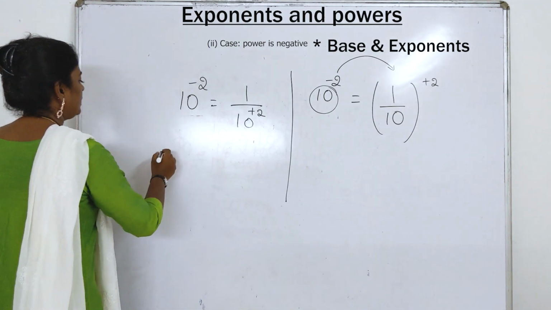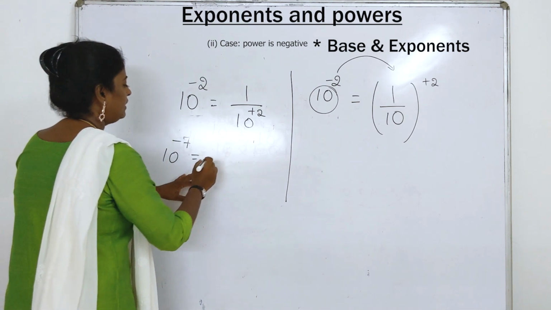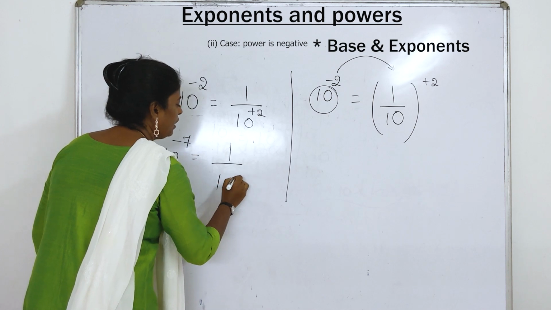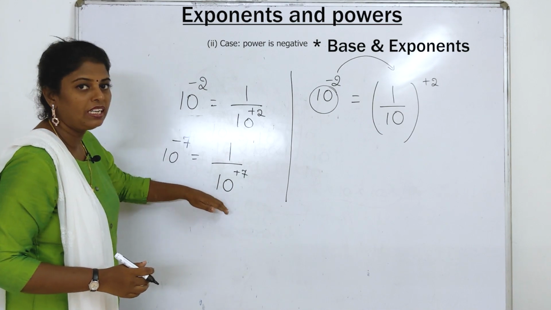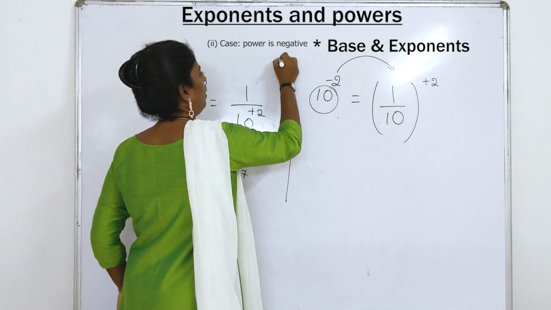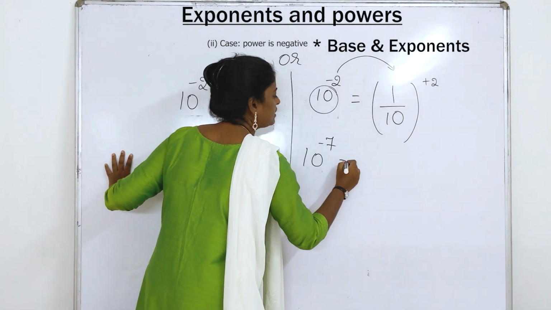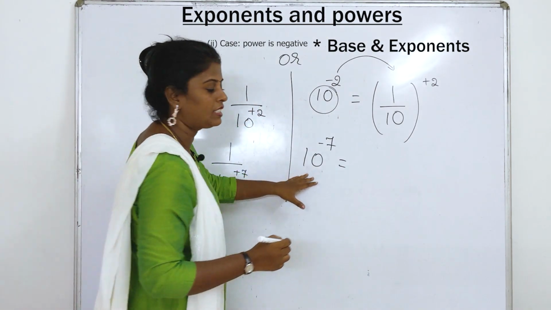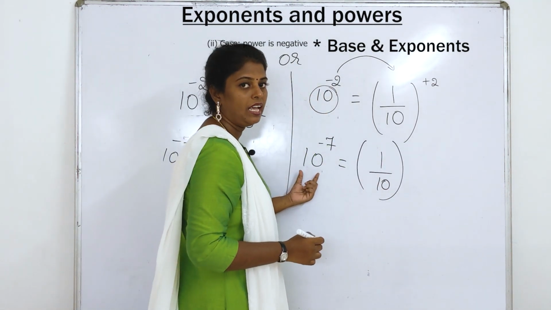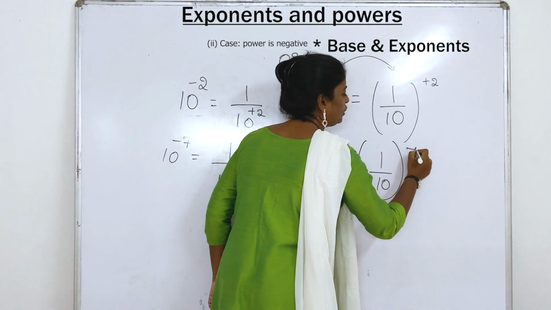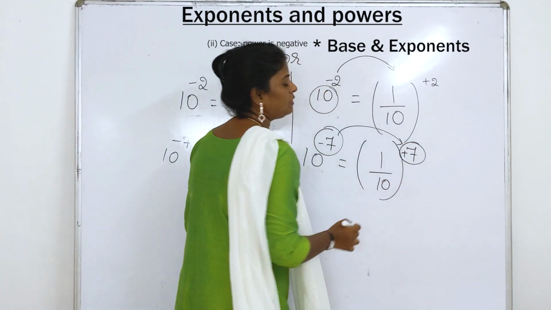Yes, if it is 10 to the power minus 7, then you can write it as 1 over 10 to the power plus 7. I just bring the 10 to the denominator and write the power to be positive. Or I can write the base 10 to the power minus 7 as 1 by 10, because I am reciprocaling the base 10 as 1 by 10 and writing the power to be positive. This minus 7 turns to the positive 7.